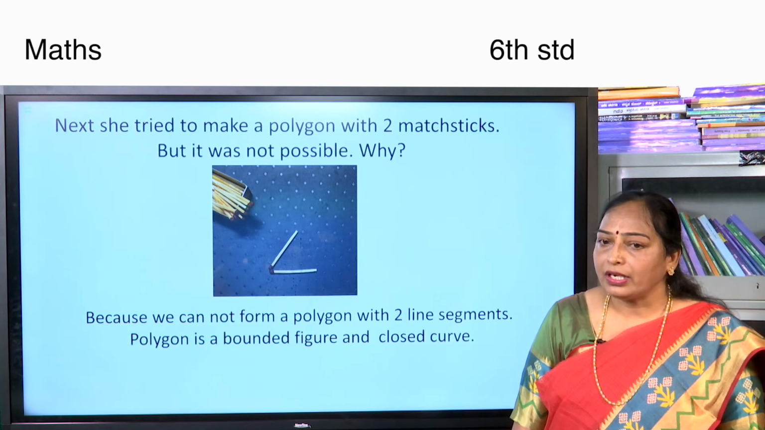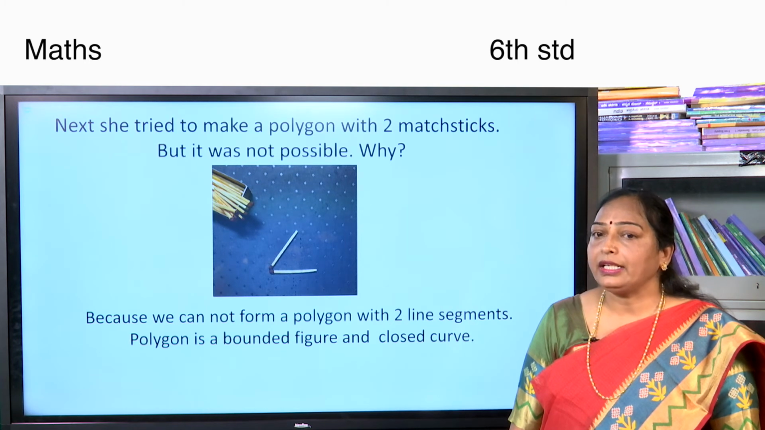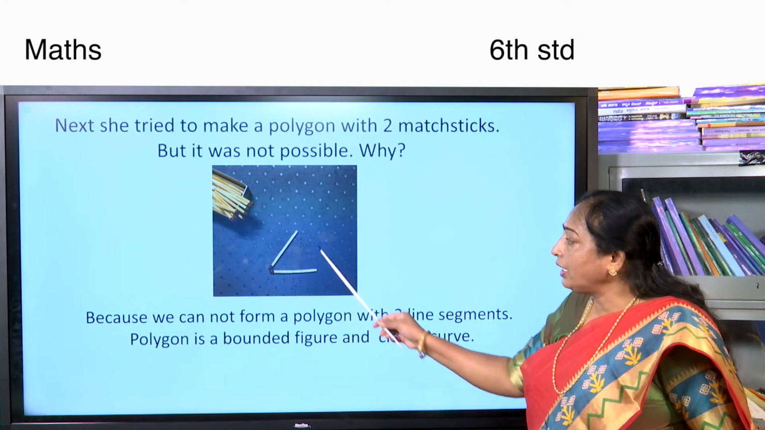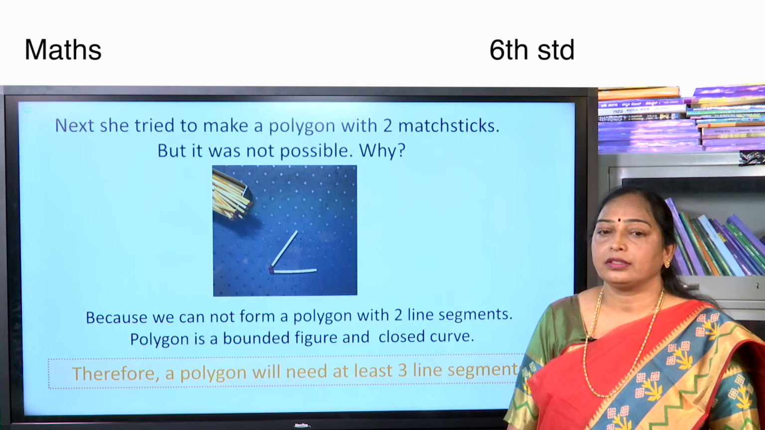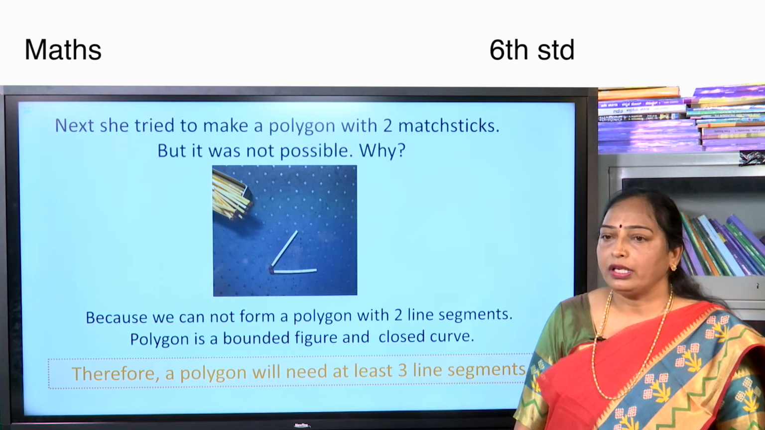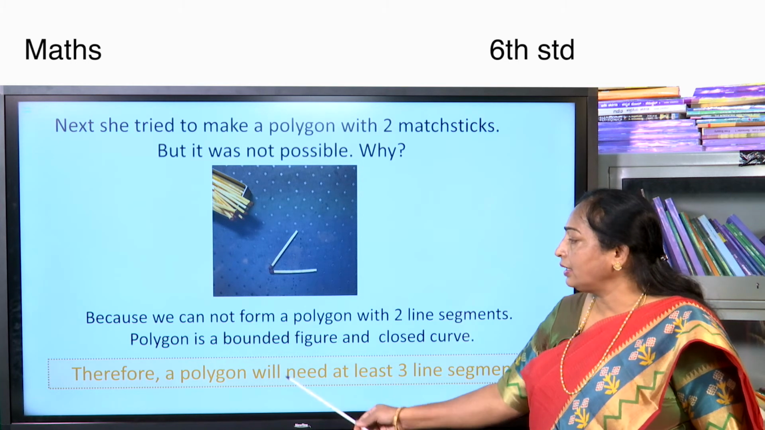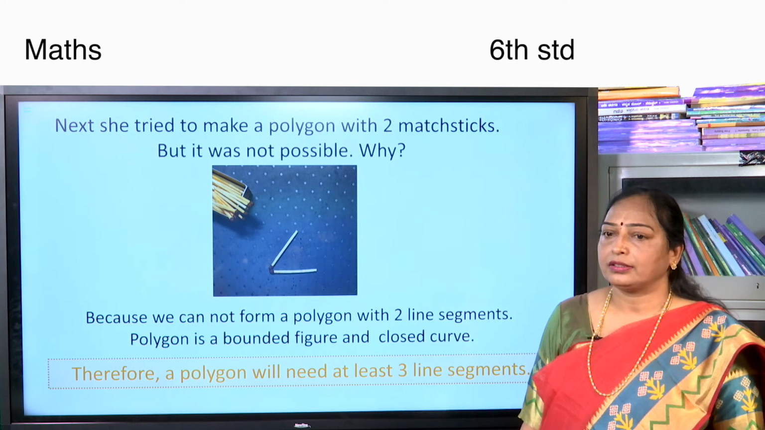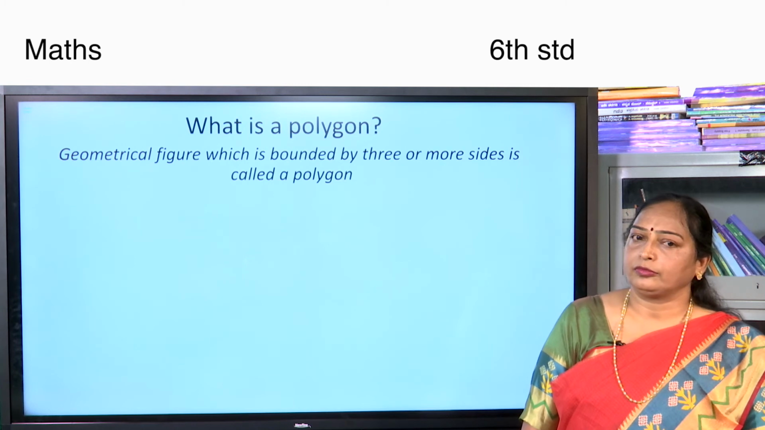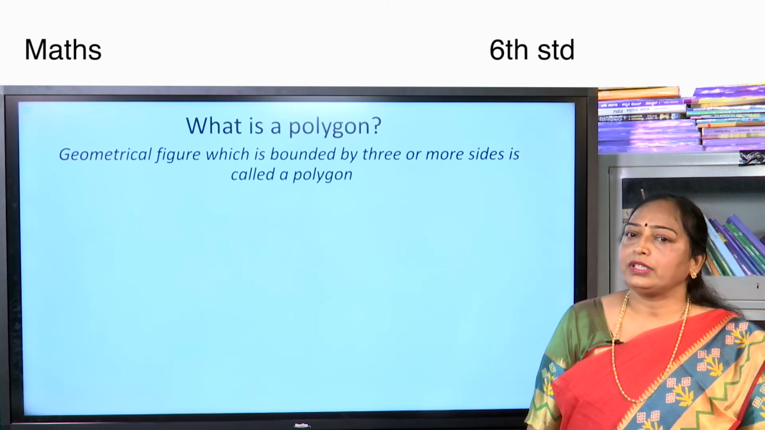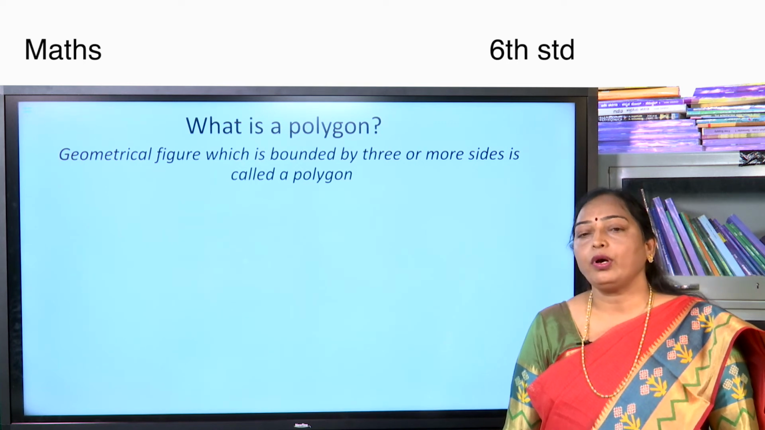A polygon is a bounded figure and a closed curve. That's why at least we need 3 line segments or 3 matchsticks. Therefore, a polygon will need at least 3 line segments. What is a polygon? The geometrical figure which is bounded by 3 or more sides is called a polygon.